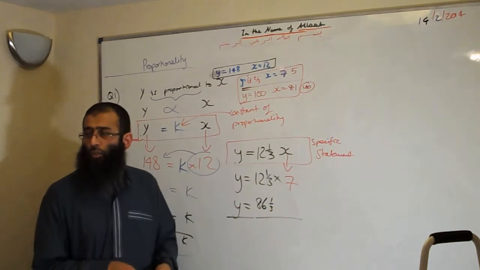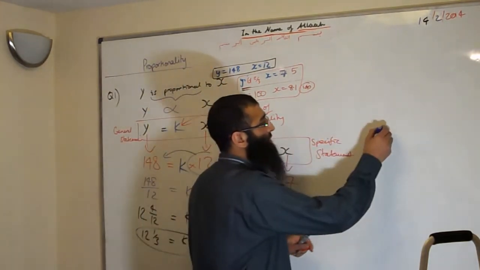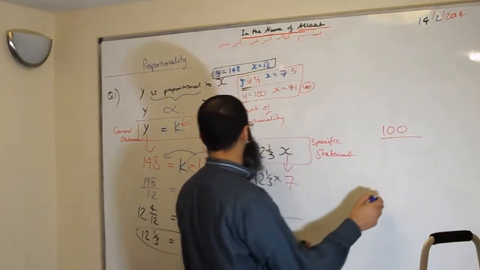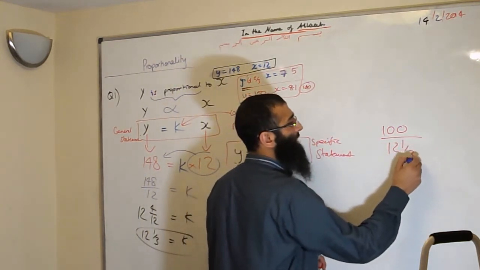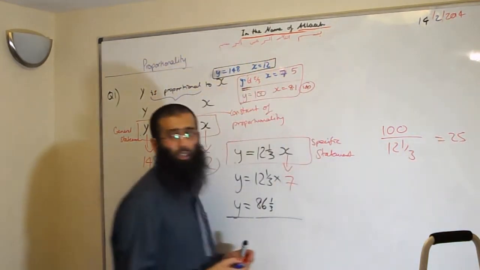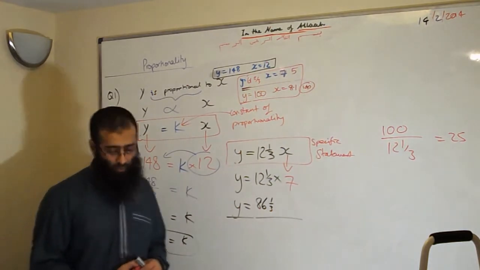Okay, let's try that again. You've done 100 and you divided it by 12 and 1/3 and you got an answer of 25. No, that's incorrect. It's 8.10. That's it. That's correct.